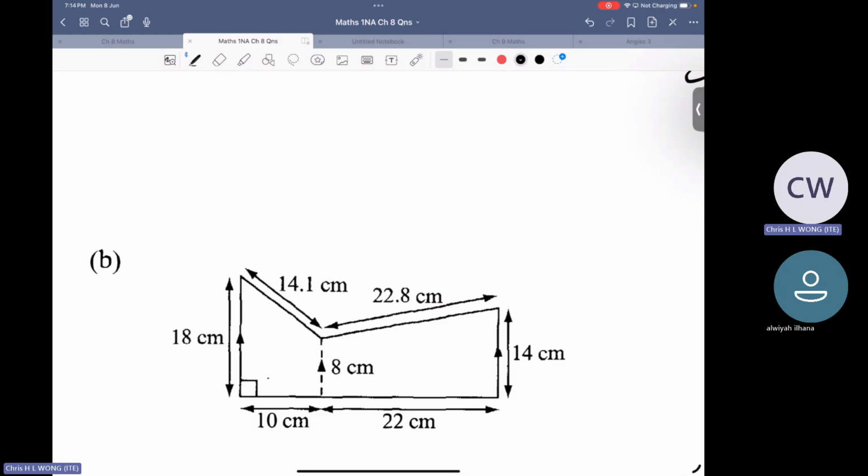Two composite figures. What do you see? How many trapezium are there? Two. You do on your own. Two trapezium, right? First of all, find the area of the first trapezium. Find the area of the second trapezium. Add together is the total area. Perimeter, this plus this plus this plus this plus this. That's the answer.